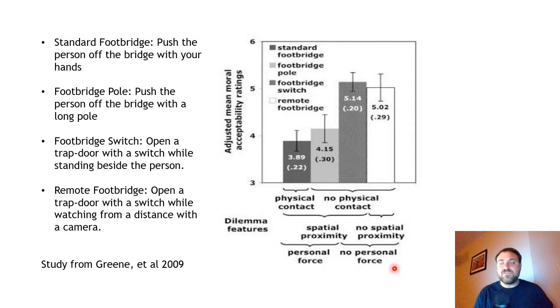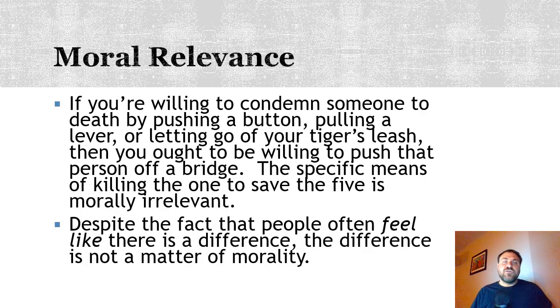And so you really have to start making a distinction between how certain cases make you feel and what the relevant moral features of those cases are. The point is that if you're willing to condemn someone to death by pushing a button, pulling a lever, or letting go of your tiger's leash, then you ought to be willing to push that person off a bridge with your own two hands. The specific means of killing the one to save the five is morally irrelevant.